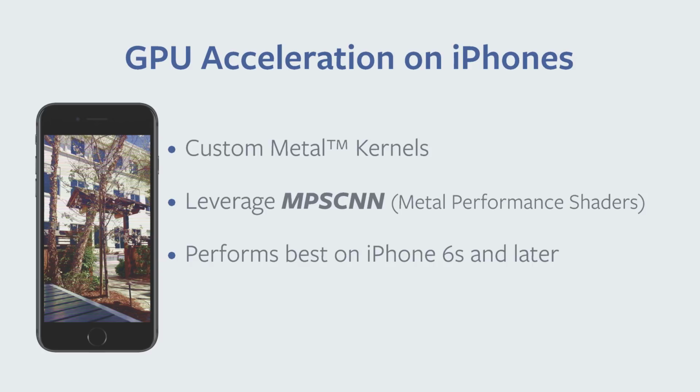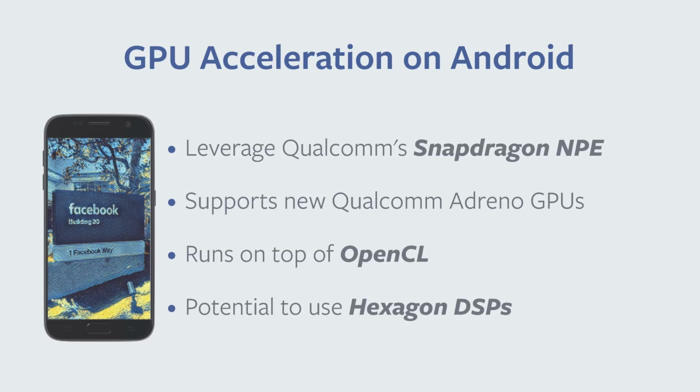It performs best on iPhone 6s and later. If you use an Android phone with a Qualcomm chipset, we use the Qualcomm Snapdragon NPE, which supports Qualcomm's Adreno GPUs, which runs on top of OpenCL. And using the same thing, we can potentially run on Hexagon DSPs, so the GPU can be freed for other purposes.